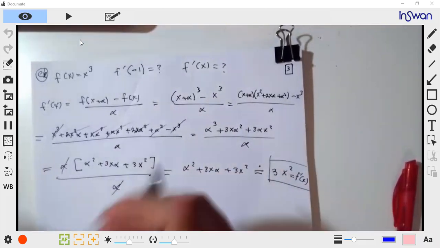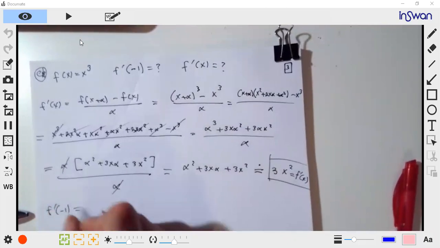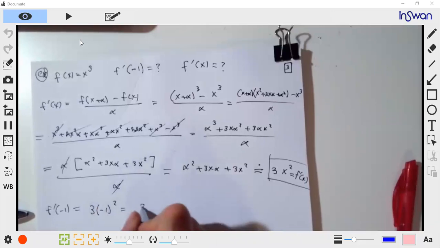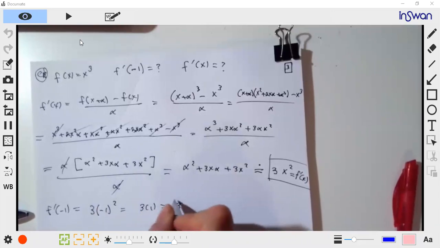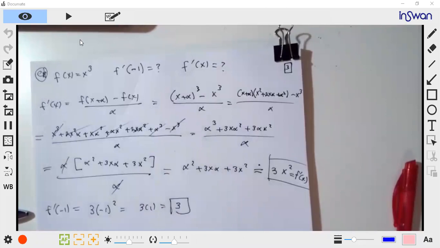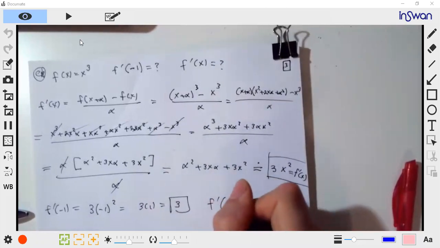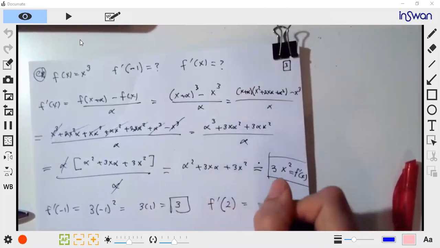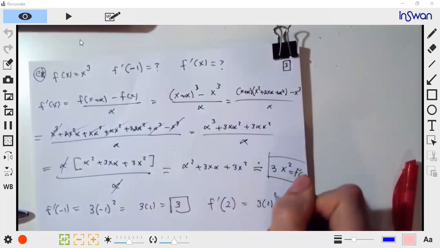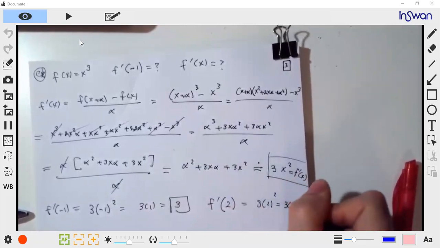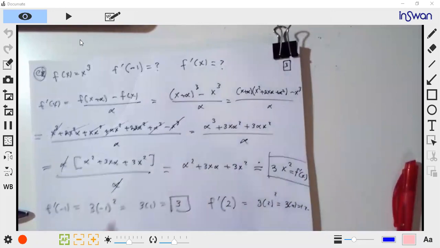So if we want to know what is f prime of -1, that's just 3 times the quantity -1 squared. That's just 3 times 1, and that's 3. We can figure out what is f prime of 2. That's just 3 times 2 squared. That's just 3 times 4. That's 12.